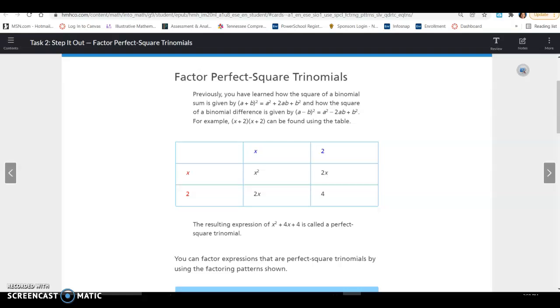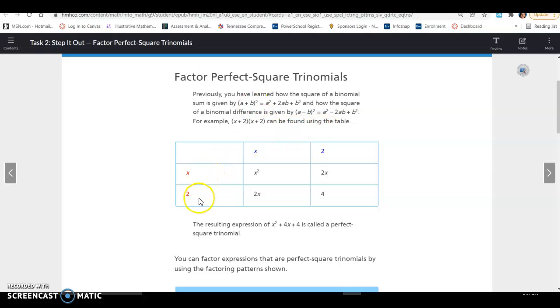All right, so previously you have learned how the square of a binomial sum is given by (a + b) squared equals a squared plus 2ab plus b squared, and how the square of a binomial difference is given as (a - b) squared equals a squared minus 2ab plus b squared. For example, (x + 2) times (x + 2), that's the same thing as (x + 2) squared, so it's in this form right here, can be found using the table.